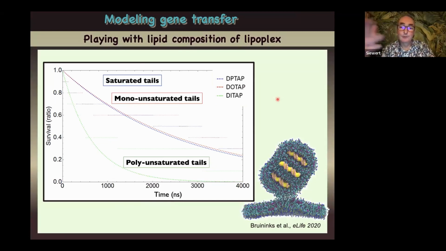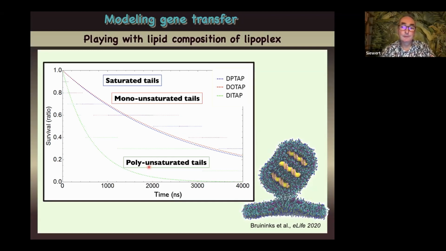Now you can do this high throughput, so you can study this many, many times. And then you can, for instance, start looking at what is the effect of different types of lipids in this lipid particle on the overall escape probability. And this is plotted here. So here you see a survival rate as a function of simulation time. And the faster this decays, the faster the fusion actually happens.